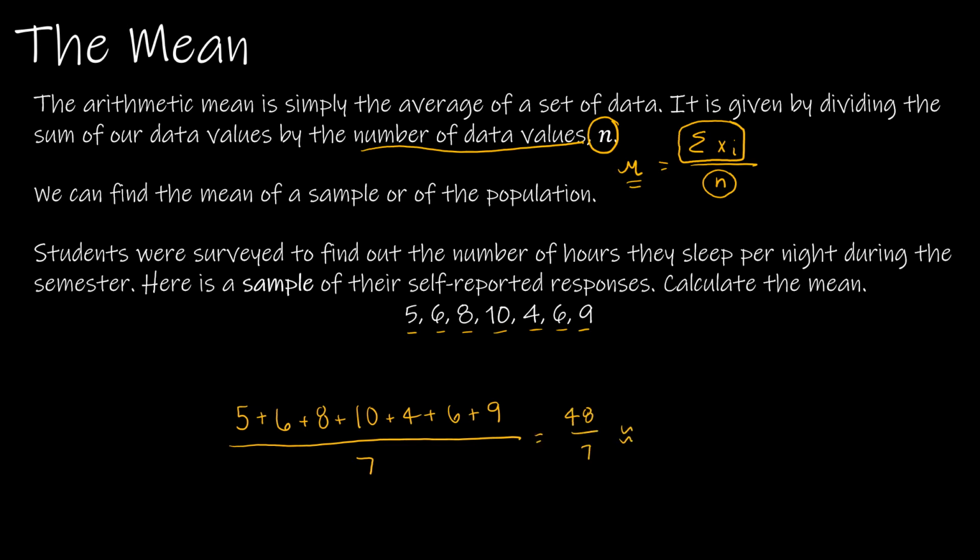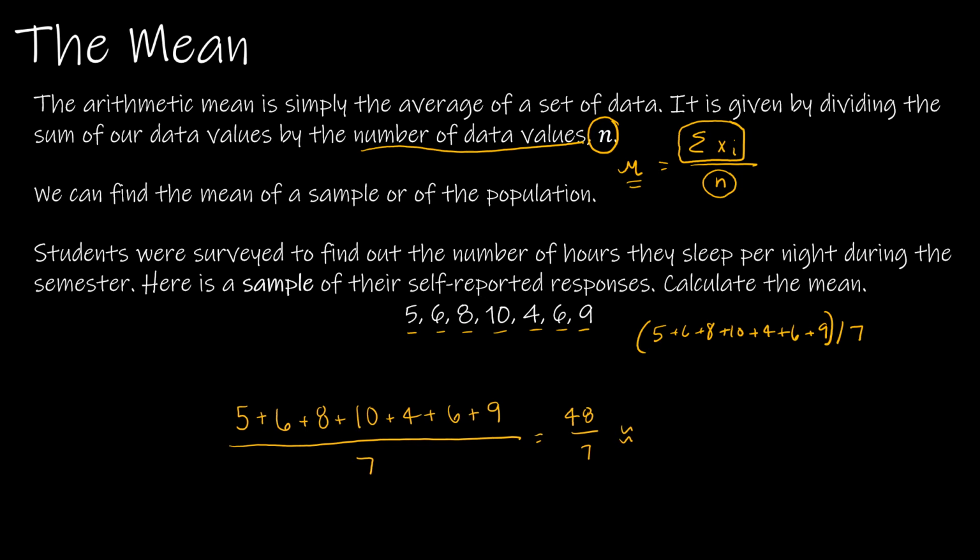Now, one thing I want to point out, because obviously this is pretty simple math, and yet a lot of people do not get the correct response when they're finding the mean. If you put this into your calculator and type in 5 plus 6 plus 8 plus 10 plus 4 plus 6 plus 9 divided by 7, your calculator uses the order of operations and will take 9 divided by 7 and then add that to the rest of those values. So if you're going to use your calculator for this, which of course you are welcome to do, please make sure you're using the parentheses.